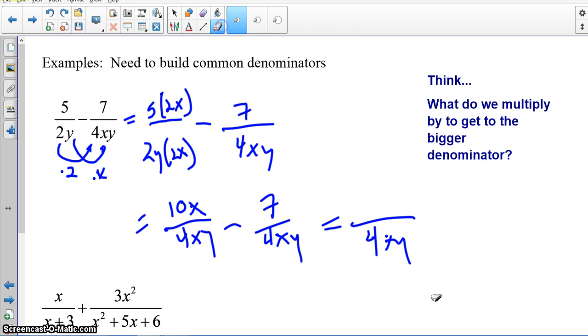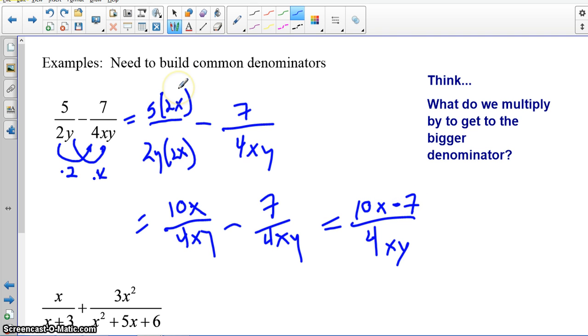Oh my goodness, I can't write. 4xy, and then on top it's 10x minus 7. Those are unlike terms. We cannot combine them. We just leave it as 10x minus 7. That's the answer.